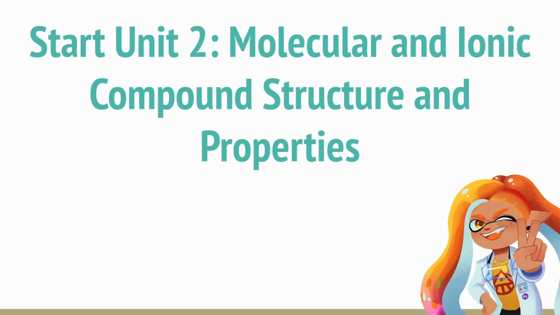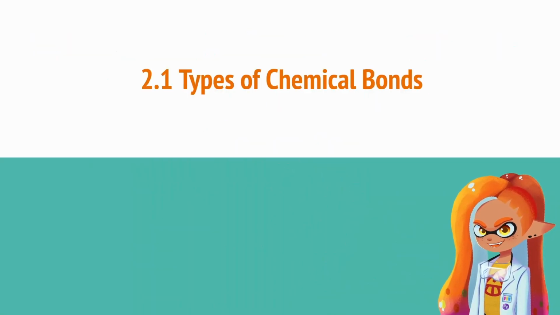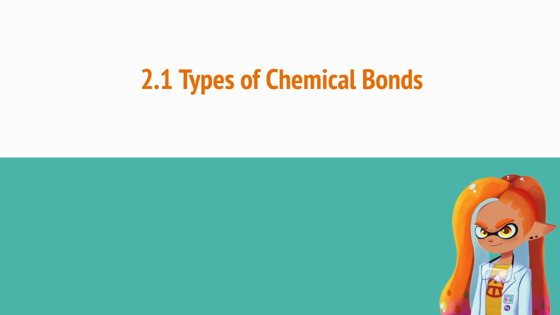In Unit 2, we talk about molecular and ionic compounds, their specific structures and their properties, and we also talk about other kinds of bonding like metallic bonding. For this particular section, we're going to focus on ionic and covalent bonding, and we'll touch on metallic bonding, but metallic bonding has its own section that we will talk about in more detail later.